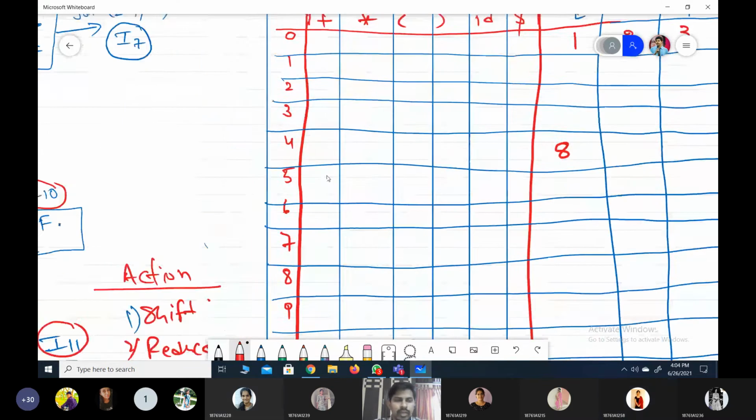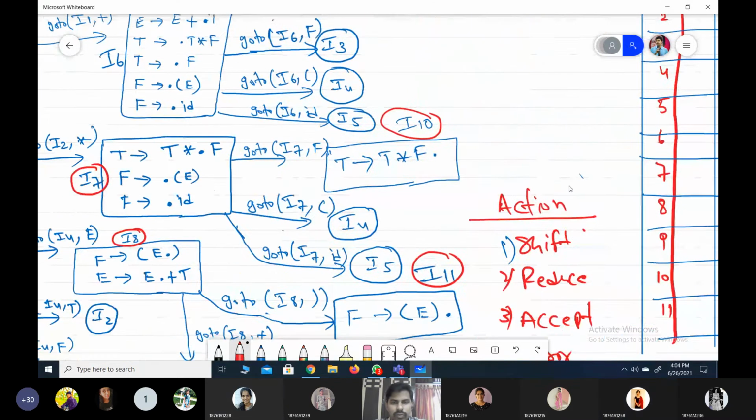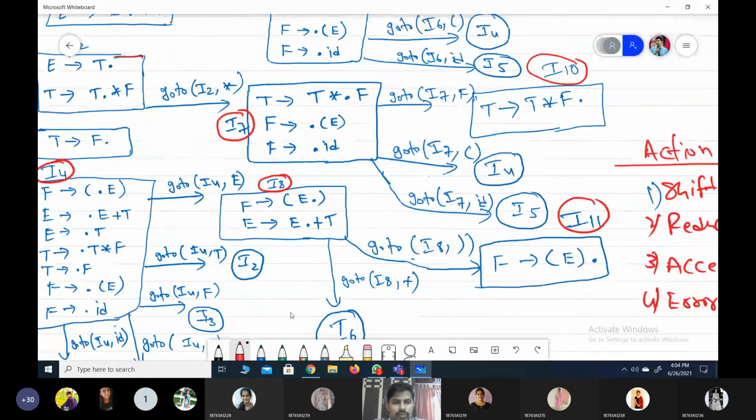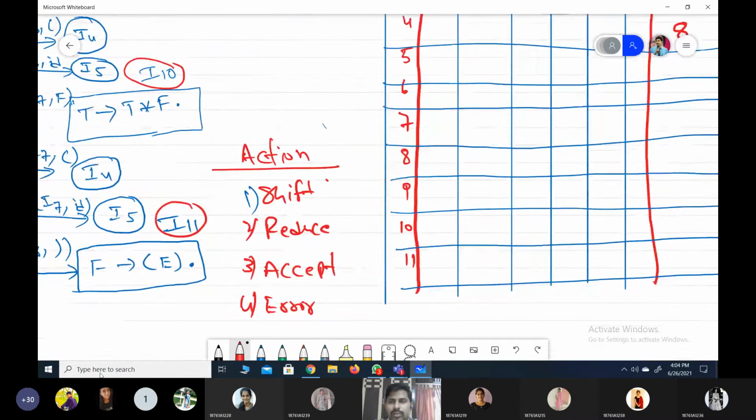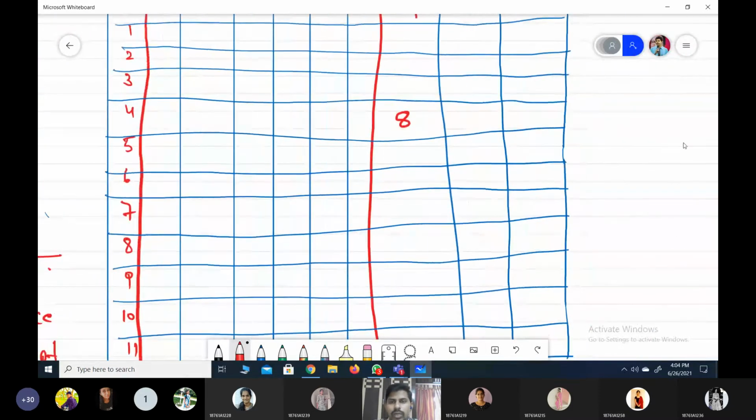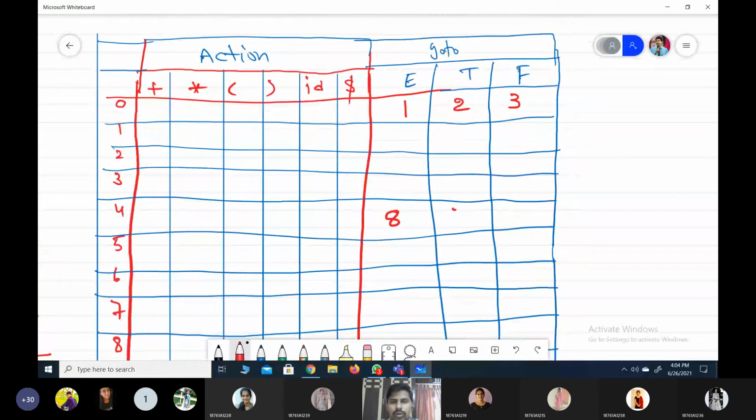And if T is applied, fourth row T. I4 on T applied, which state are we moving to? I2. I4 on F applied, which state are we moving to? I3. So the fourth row T column is nothing but 2. Fourth row F column is nothing but 3. Is it okay, everyone? I4 is over.